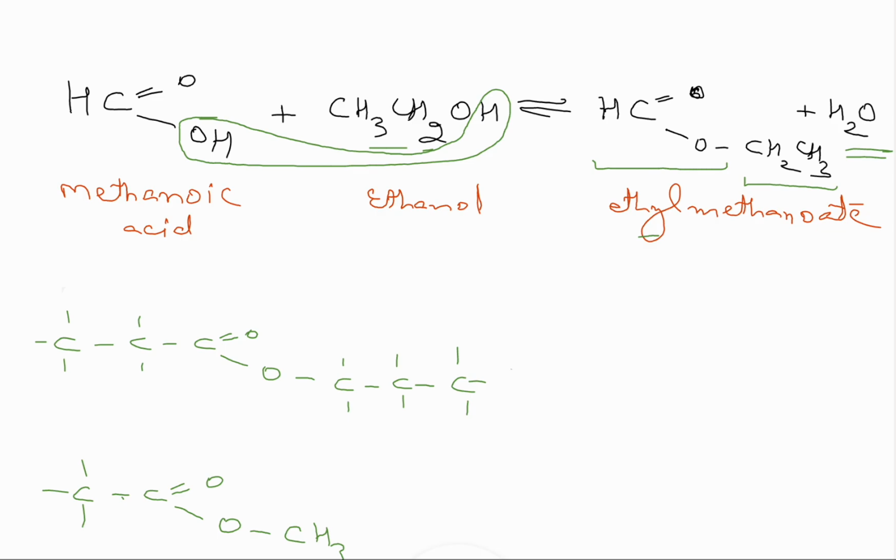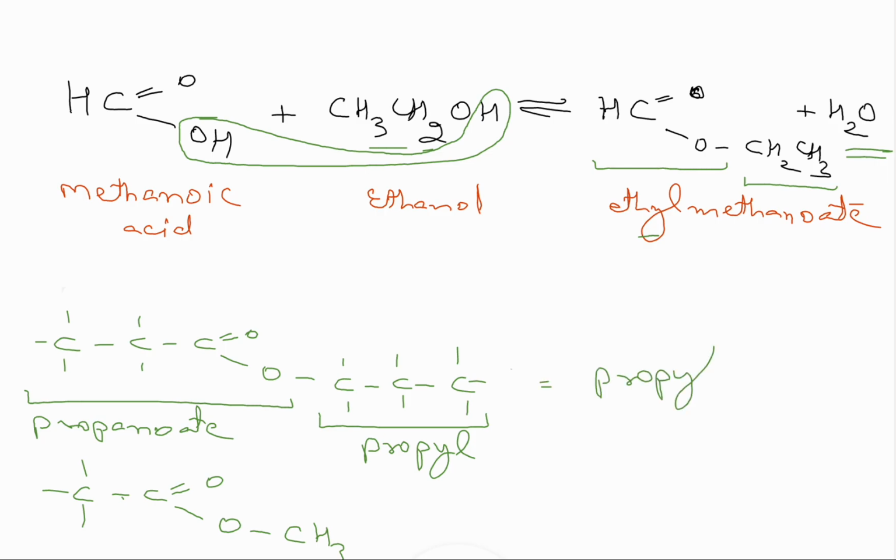Let's take another example. Now you can see that this is also an ester, the second example. Here you can see that this is 3 carbons, so it's a propyl because it has come from propanol. So this part is propanol and this part has come from the propanoic acid, so therefore this is the propanoate. As a result, the name of this ester would be propyl propanoate.